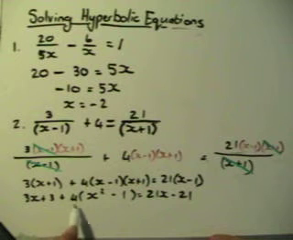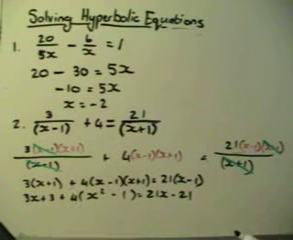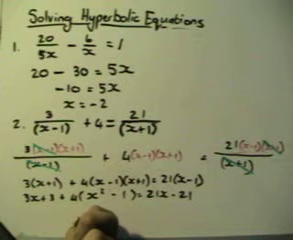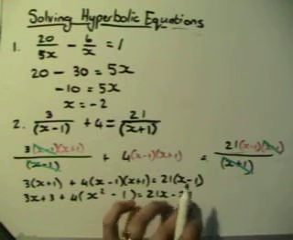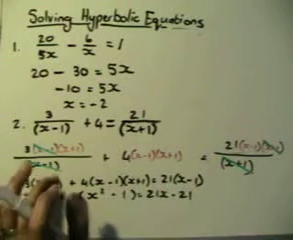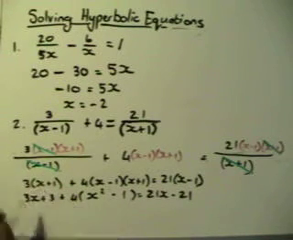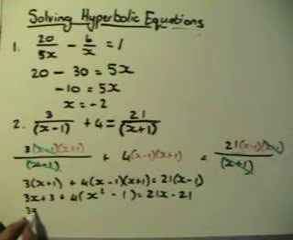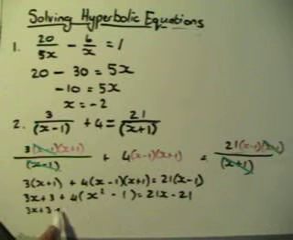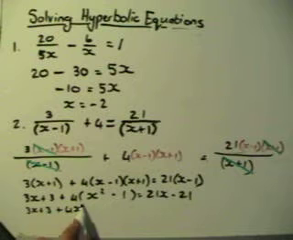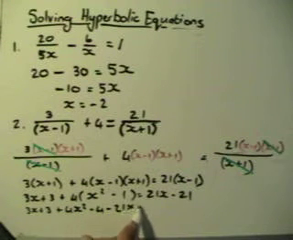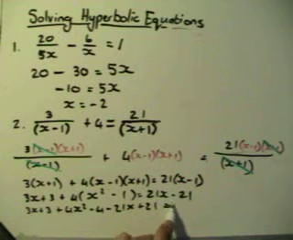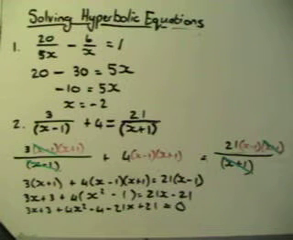Now since I see this is going to become a quadratic equation, I'm going to in the next step multiply this out and take these two terms over, because for quadratic equations I want everything on one side. So I have 3x plus 3. I'm going to multiply this in: 4x squared minus 4. I'm going to take this over, minus 21x plus 21, and then I have 0.